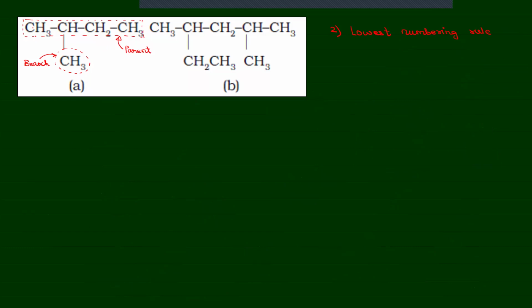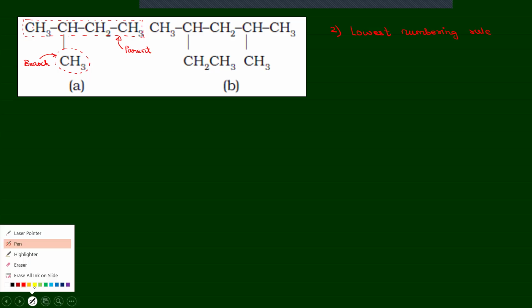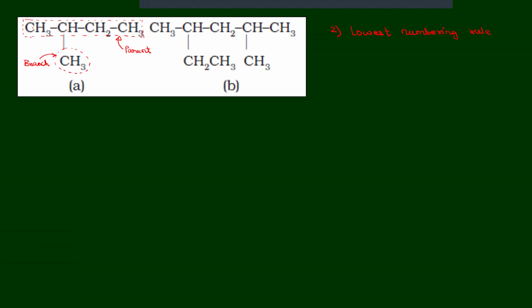If I were to number from the left side, it would be 1, 2, 3, 4. The branch is coming at second. And from the right, if I had numbered 1, 2, 3, 4, the branch is coming at third carbon. Which is the lowest number assigned? 2. Lowest is 2. So I will number it from the left hand side as 1, 2, 3 and 4.